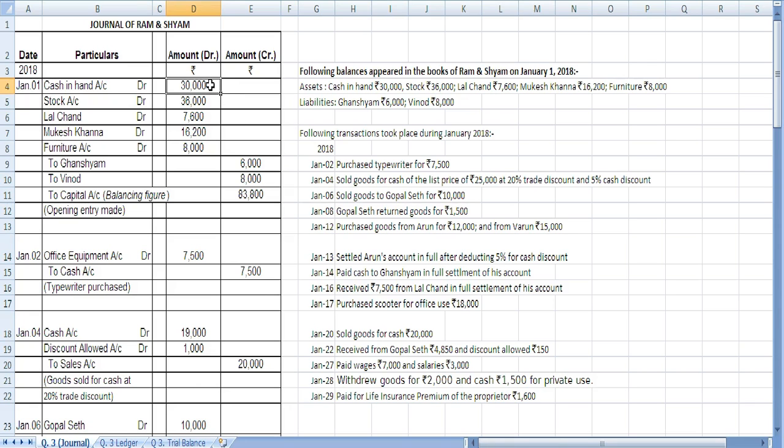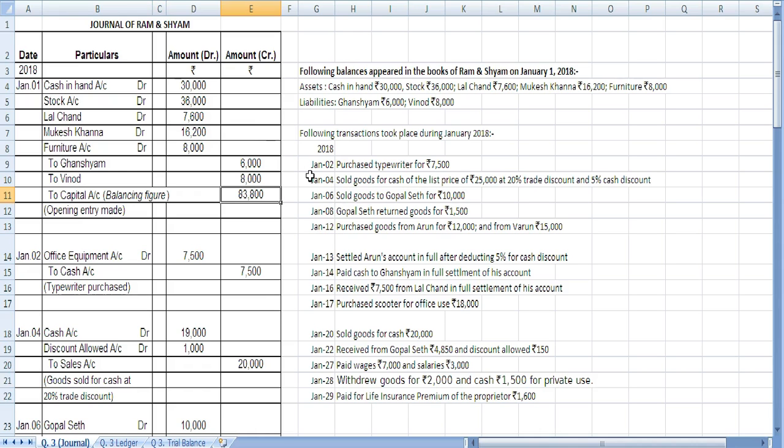Now when we add this side, we find it is coming to 97,800, and when we add this side it is coming to 14,000. So it is known that the difference will come on the other side. So after deducting this from this, we found that we are getting 83,800, which is the balancing figure, and so this will be the capital account. Opening entry made.